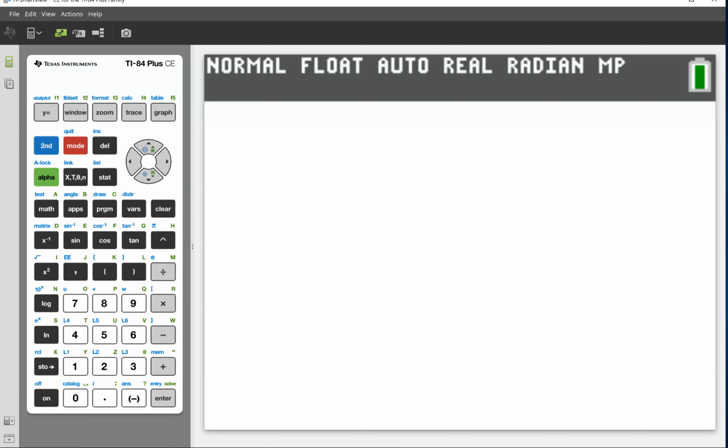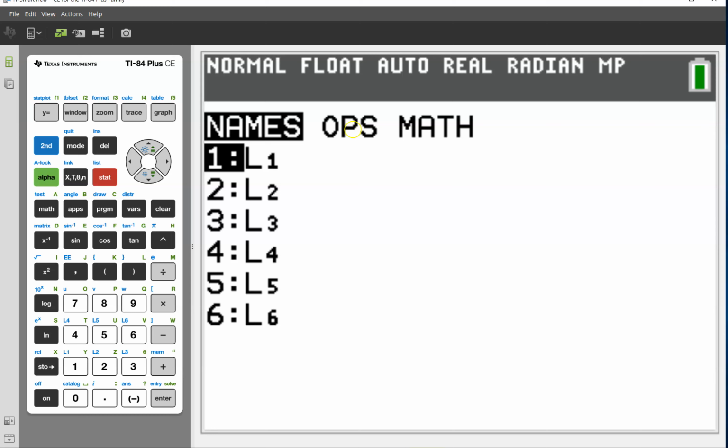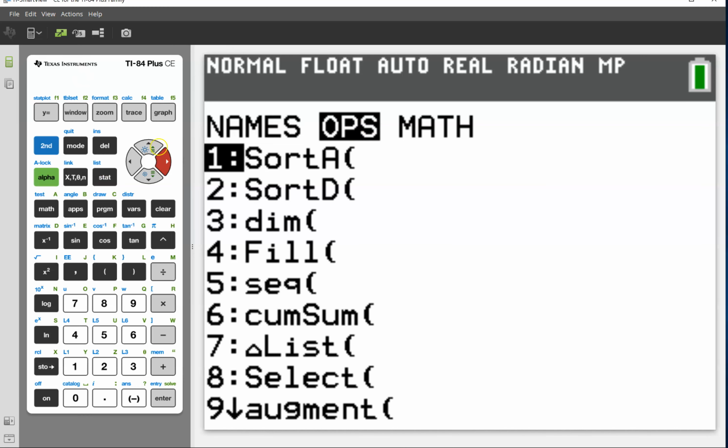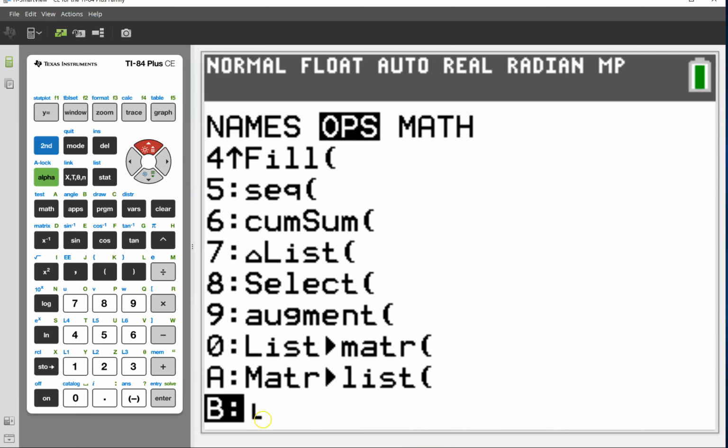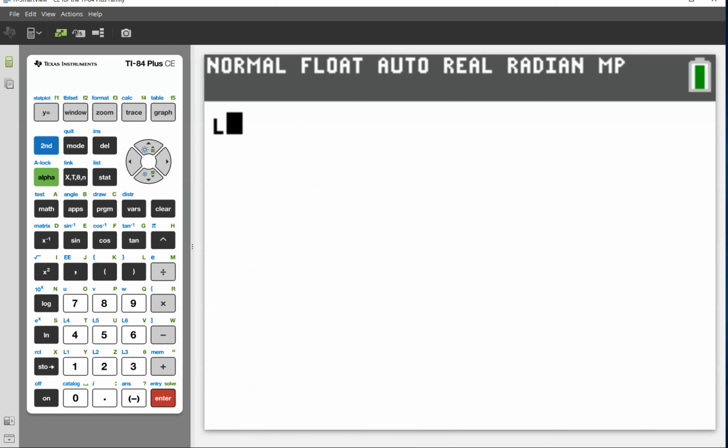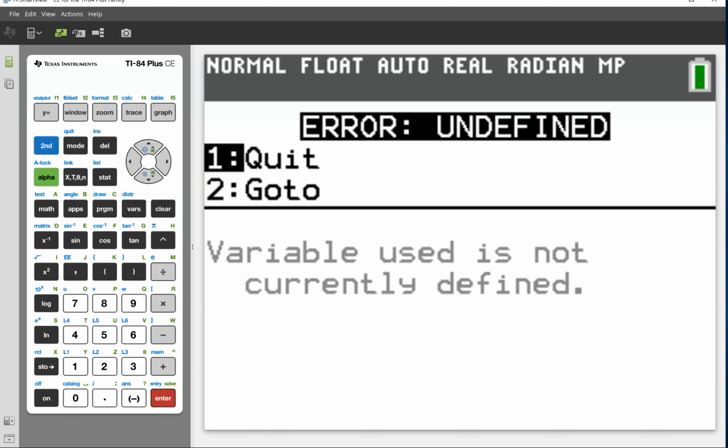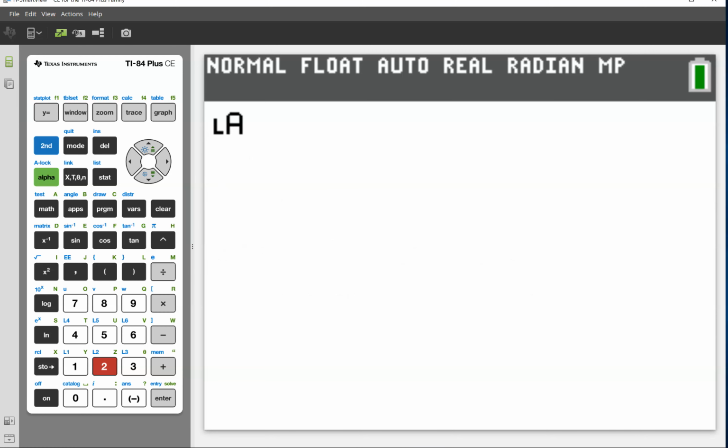You can also convert any other letter that's on your calculator into a list. So if I go to second list and go over to ops here, if I go to the very, very bottom of the list, there's an L. If you put that L in front of any variable, doesn't matter what that variable is, it makes it a list. Now, this one, the A, did not have a list defined in it, but let me show you how this actually works.